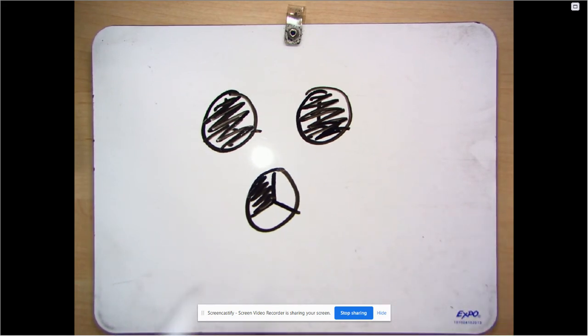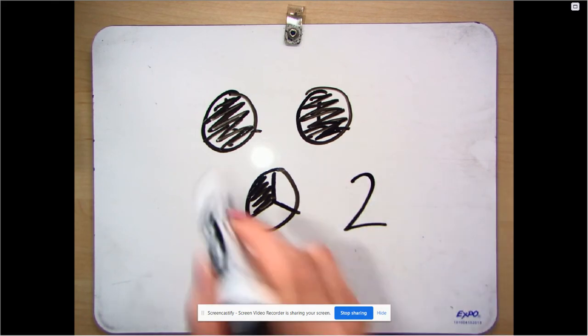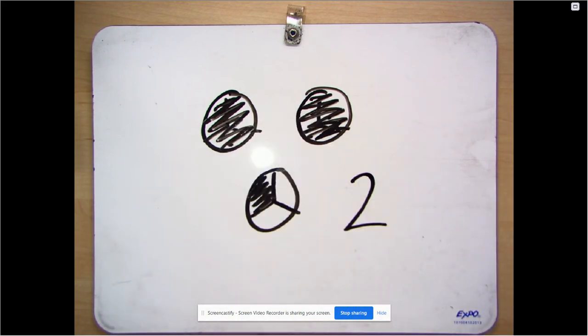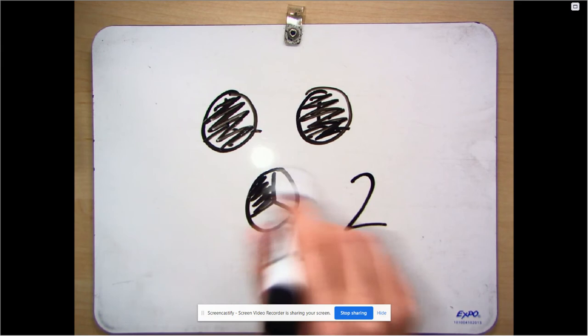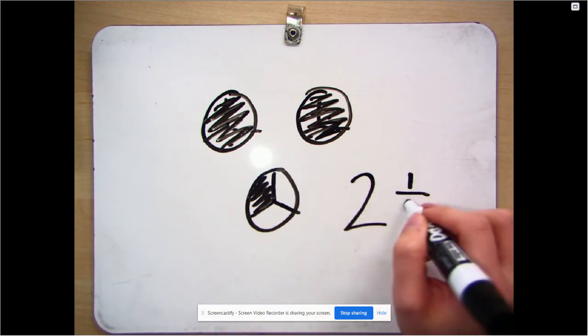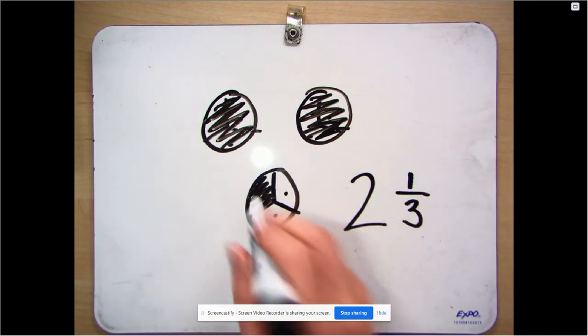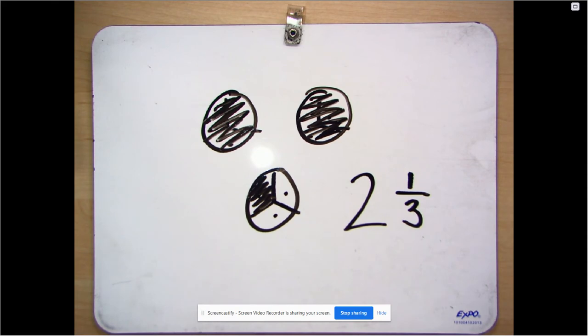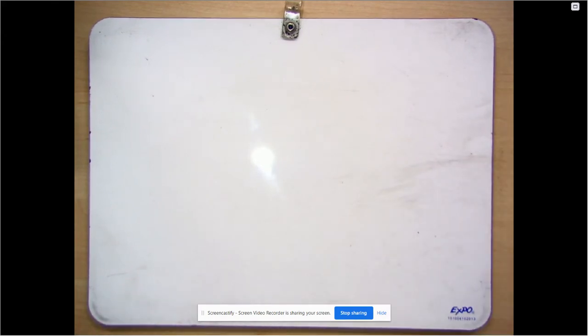Okay, you should have entered 2. That's our whole number because we have 2 circles that are all the way filled in. And then our last circle represents 1/3. I know that because there are 3 sections and only 1 is filled in. Did you get that? All right, erase your board and let's try another one.